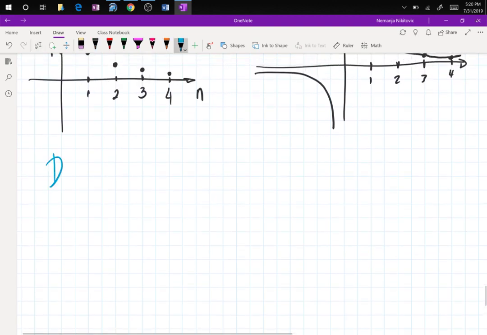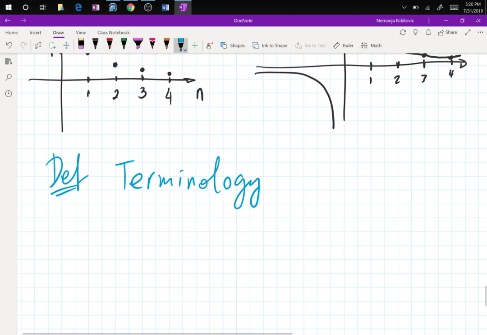So terminology. These are the important words that you need to know what they mean, because a lot of problems will be using these words. And obviously, if you don't know what they mean, then you can't do a lot. So, number one, AN is increasing if AN plus 1 is larger than AN. So this simply says that the next term, which is plus 1, right, is bigger than the previous term.